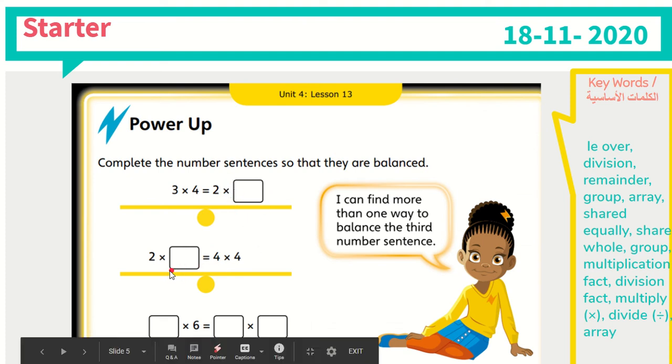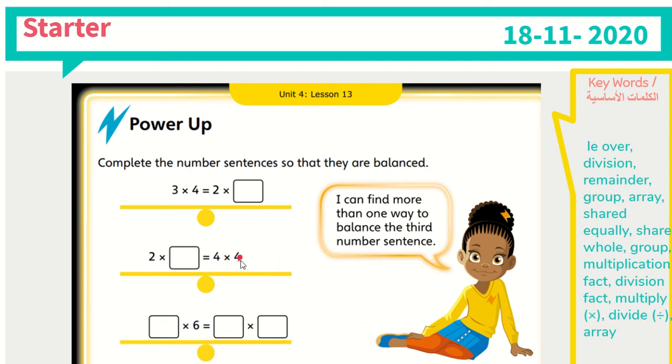The same thing for the second example. 2 times what equal 4 times 4? 4 times 4 is 16, right? What's the number that can be multiplied by 2 we get a total of 16?